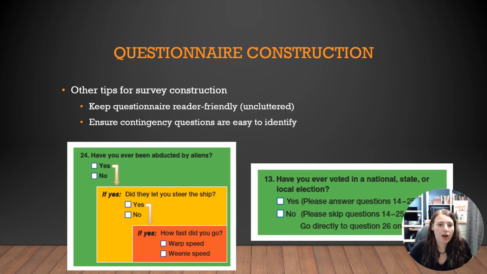In a mailed or online survey, it's particularly important to keep the questionnaire readable. This means avoid cluttering the questions too close together and doing something to highlight any contingency questions. The contingency question on the left is highlighted with different colors, making it easy to identify whether or not you should be skipping over the follow-up questions. The contingency question on the right uses directional information, like skip to question 26, to alert the respondent to avoid filling out questions that are not applicable to them.